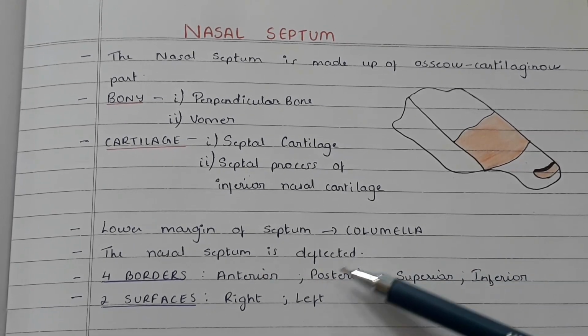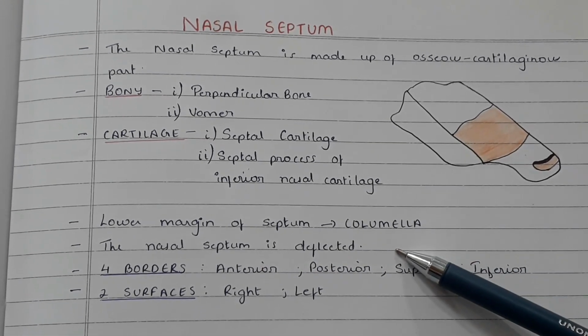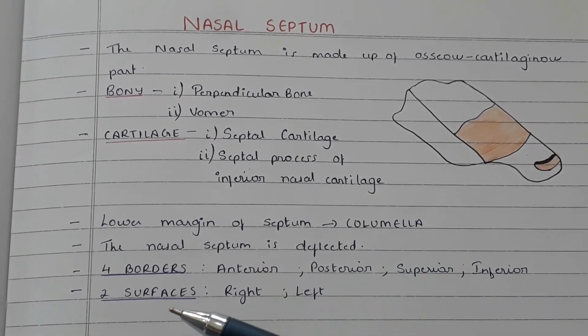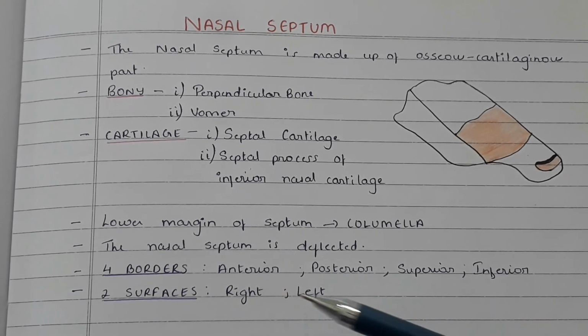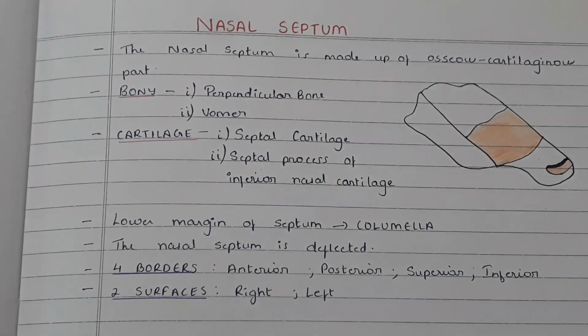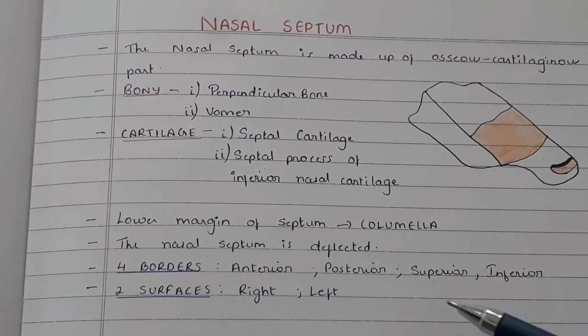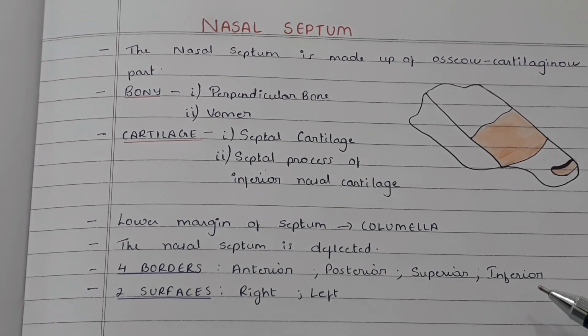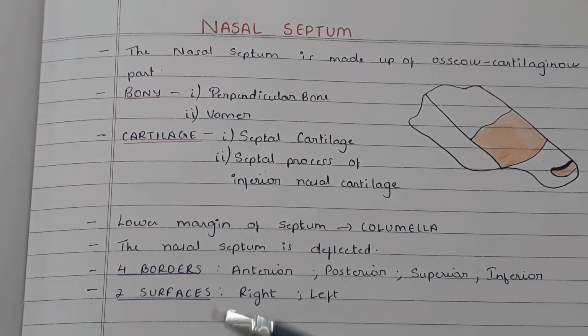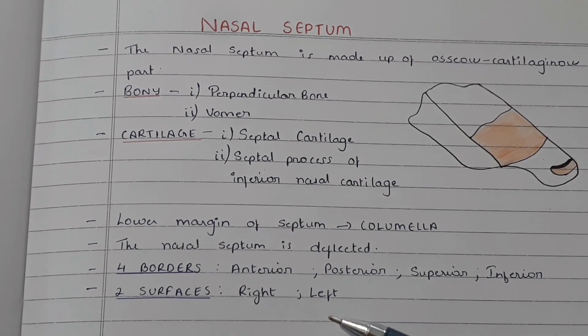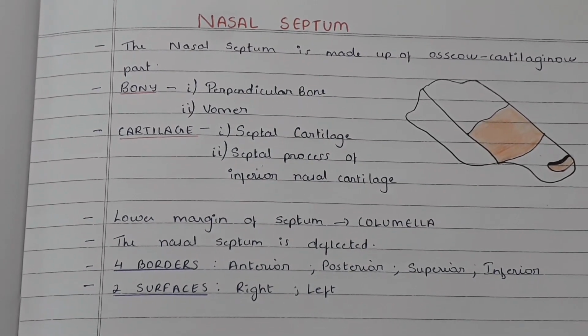The nasal septum is deflected. The nasal septum has four borders: anterior, posterior, superior, and the inferior border. It has two surfaces, that is the right and the left surface.